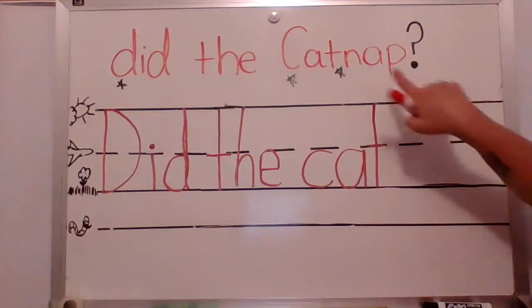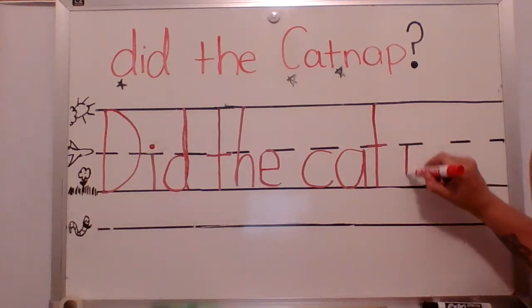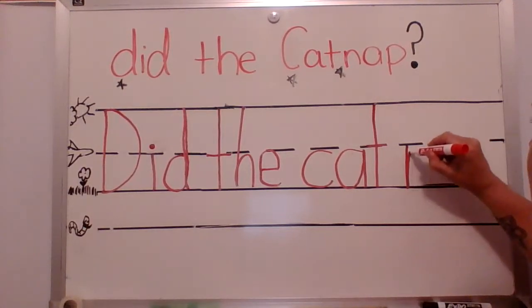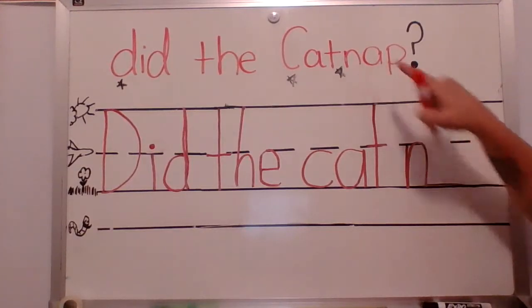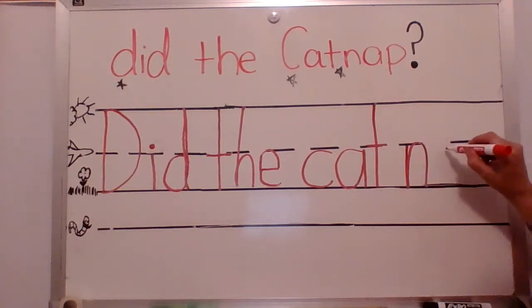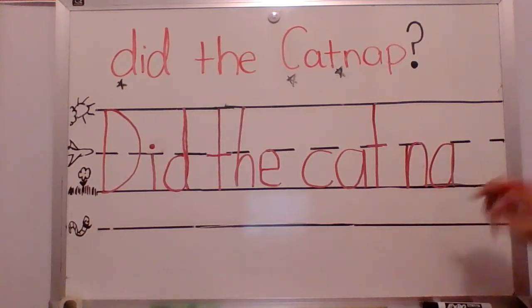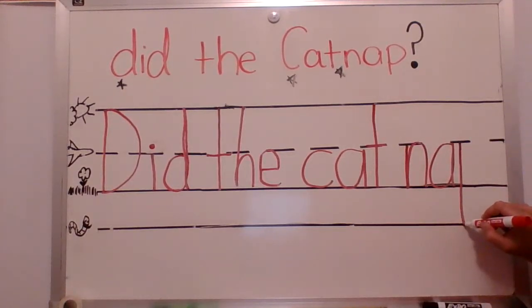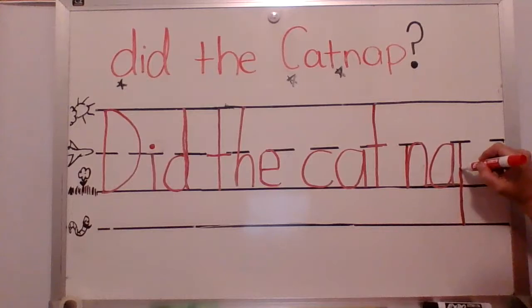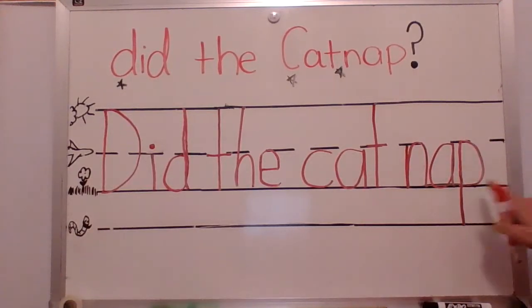Nap. N is a plane line letter. So I'm going to start on the plane line, down to the grass line, trace up to the plane line, make a hump. N. A. We already did the A. Remember, that's a plane line letter. Around, up, down. And our last letter is P. So we'll start on the plane line, go all the way down to the worm line, trace all the way back up to the plane line, and around to the grass line. P.